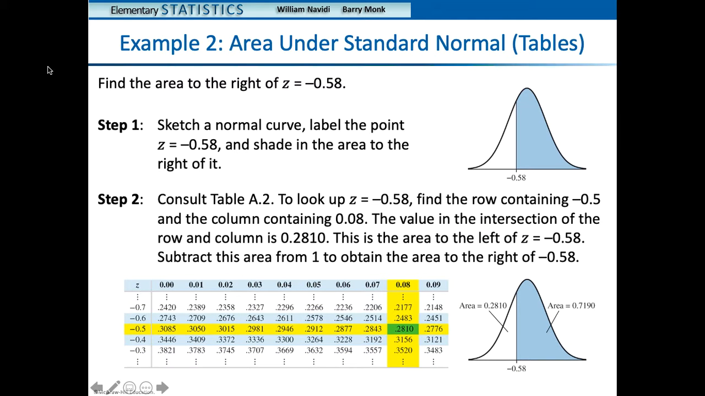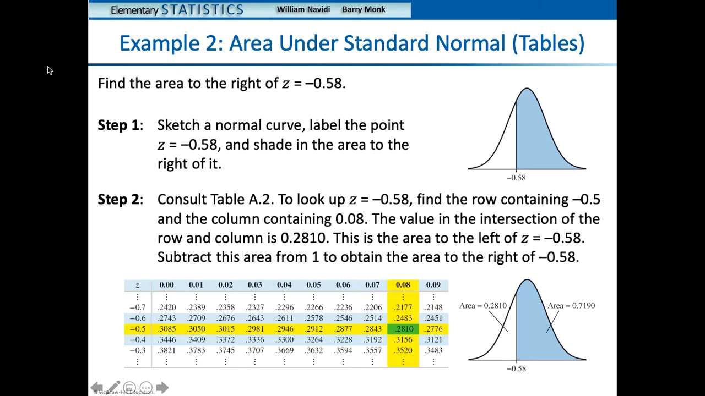So once again, we will go to our table, and in the column on the left, we will find negative 0.5, right? Because the z-score is negative 0.58, we just want to find the first decimal place on the left column. The second decimal place is 8, so specifically it'll be 0.08, and we use that to find the appropriate column. And where that row and that column meet, we see highlighted in green the number 0.2810.